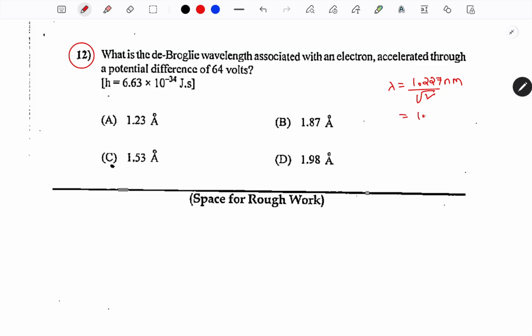So 1.227 multiplied by 10 to the power minus 9 divided by root 64, and root 64 is equal to 8. So 1.227 divided by 8 into 10 to the power minus 9. So the answer will be 0.153 into 10 to the power minus 9 meter, which is equal to 1.53 angstrom. Option C.